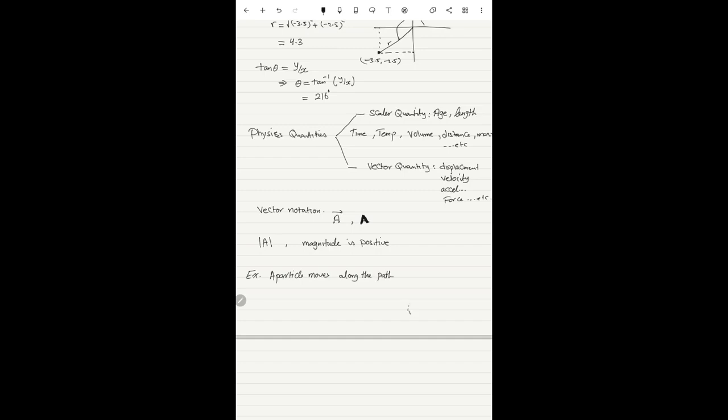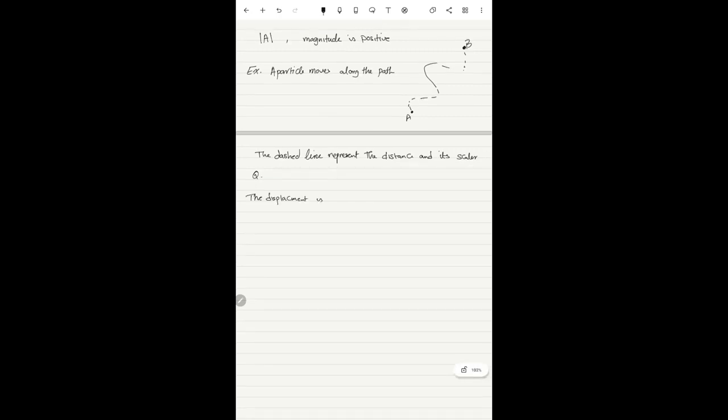Example: a particle moves along the path. Let's have this one here. This is the path here, from A to B. In this case here, the dashed line represents the distance, and it is a scalar quantity. Now, the displacement is the solid line between point A and B. So the displacement, let's name it delta x here, equal to x2, the final position, minus x1. As you can see here in displacement, we only need 2 points, the beginning and the end points. That's it. And again, as we mentioned before, displacement is a vector quantity.